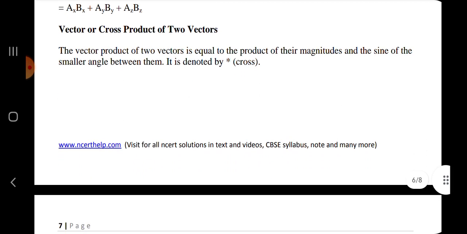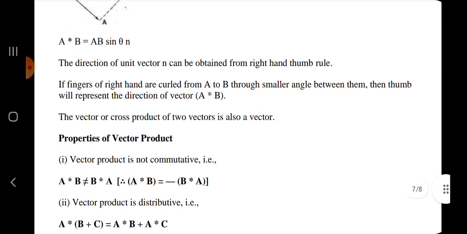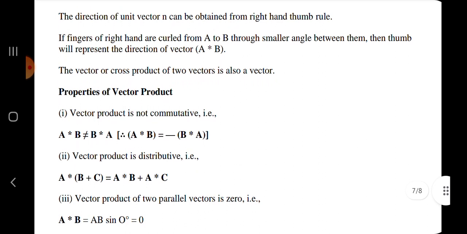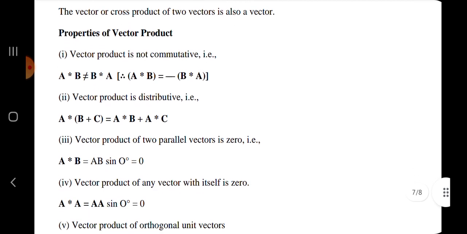Then vectors, the cross product of two vectors. The vector product of two vectors is equal to the product of their magnitudes and the sine of the smaller angle between them, and it is denoted by cross. The direction of unit vector n can be obtained from the right hand thumb rule. If fingers of the right hand are curled from A to B through the smaller angle between them, then the thumb will represent the direction of the vector. The cross product of two vectors is called a vector.